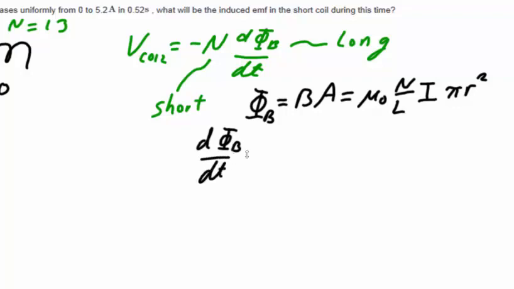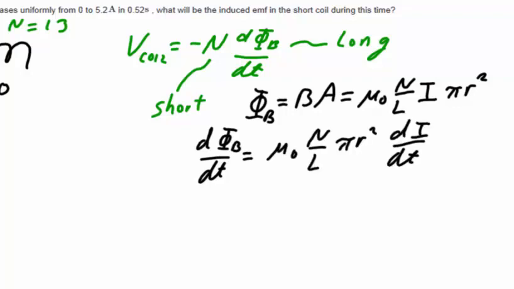Therefore, dΦ/dt will be equal to mu0 N over L times pi r squared times the time derivative of the current. Finally, to get the voltage in the coil, we need to multiply the previous expression by N. I'm going to draw this N in green because this is the N of the short coil, which is 13, while writing the rest of the expression in black.